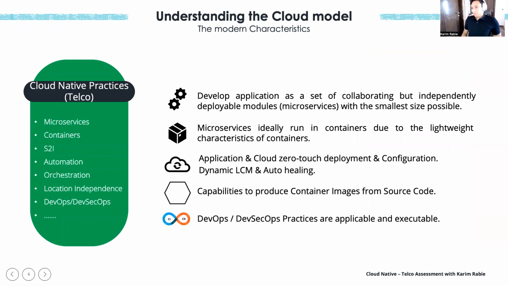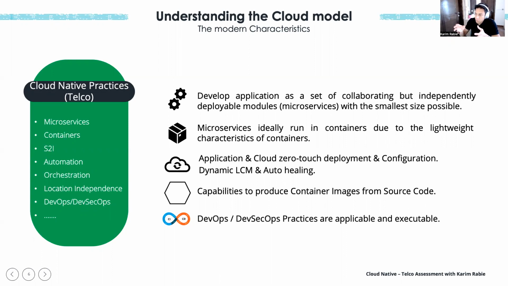Okay, so those were the characteristics of the cloud. I mean, coming from 2011, the classic characteristics. But with the evolution of the cloud native technologies and practices, and even the rise of the containers, there are now some new modern characteristics that you can use to benchmark or to evaluate if this application or this architecture is cloud native or not. So if you see the terms like microservice, containers, S2I, which is source to image, automation, orchestration, location independence, DevOps, DevSecOps. So for example, for microservice, the new approach of developing the application itself, not a monolithic application, but a set of collaborating and very independent deployable modules, which is a microservice, and very lightweight. This is actually a very clear practice of being cloud native.